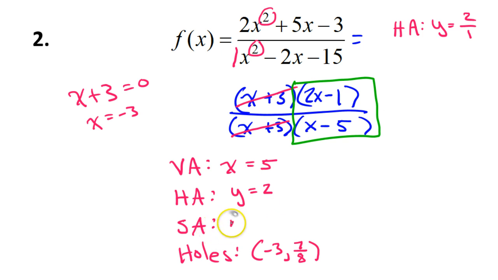Okay, that means there won't be any slant asymptote. Slant asymptote only happens when the top degree is 1 more than the bottom. So this is what we got.